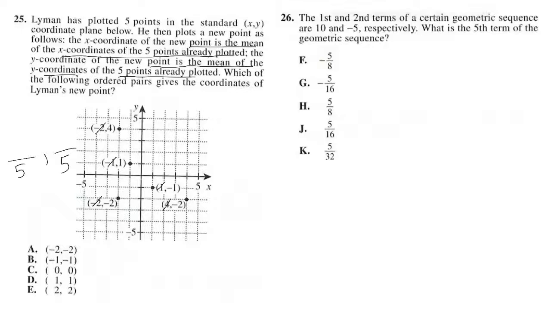So it looks like I'm going to have a 0. So 0 divided by 5 is still 0. And oh my, that knocked out all of them but answer choice C. So that wasn't too bad. All right, let's look at number 26.